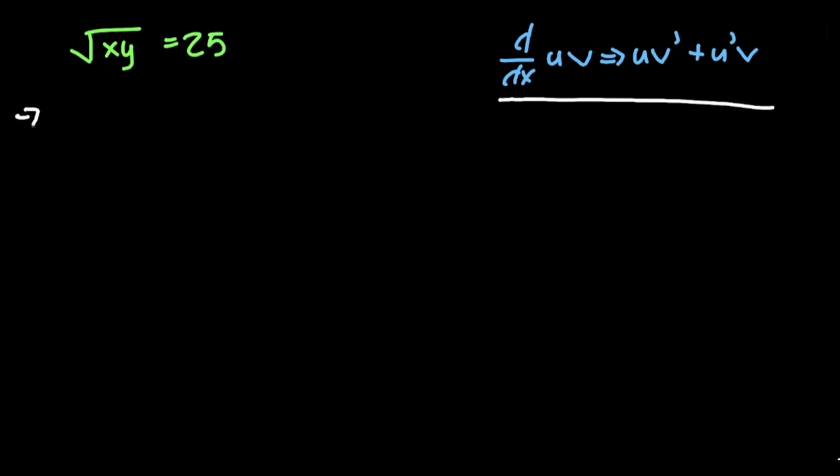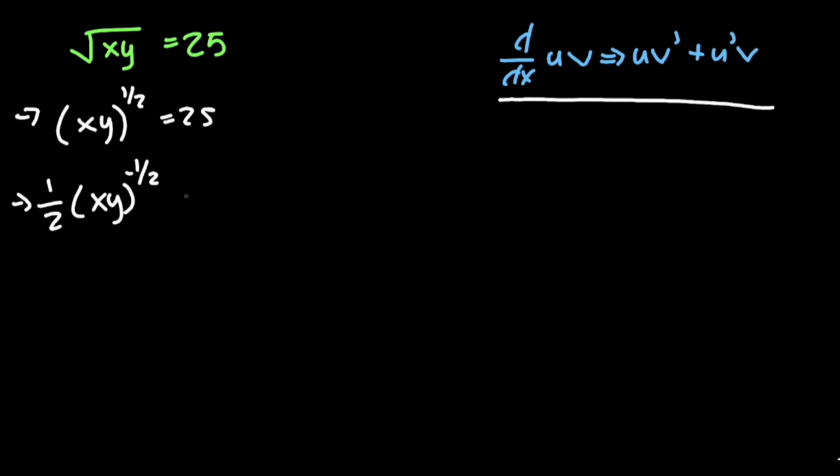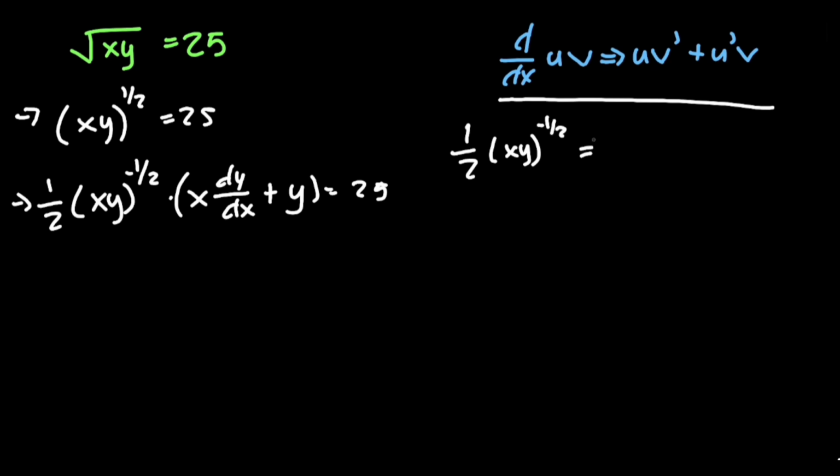Let's try square root of xy equals 25. Square root of xy is simply xy raised to the power of 1/2. So, derivative of xy raised to the power of 1/2 is 1/2 multiplied by xy raised to the power of negative 1/2 multiplied by x multiplied by dy over dx plus y equals 25. So, in this case, 1/2 multiplied by xy raised to the power of negative 1/2, we will simply rewrite this as 1 over 2 square root of xy for convenience sake.